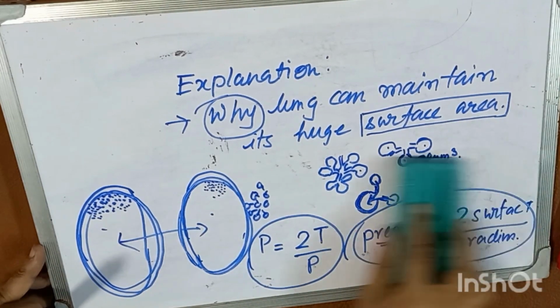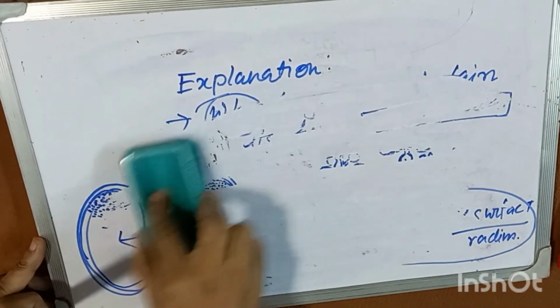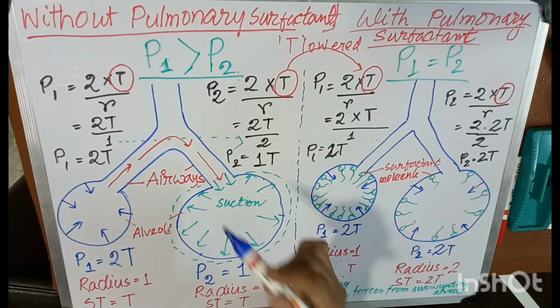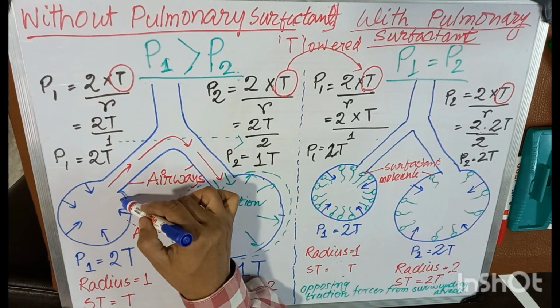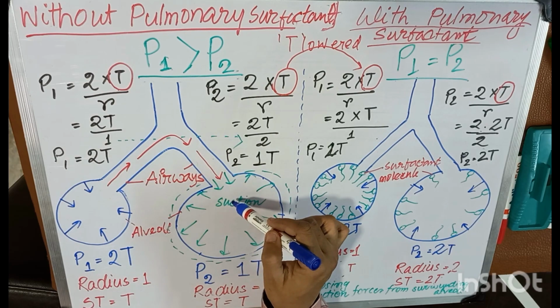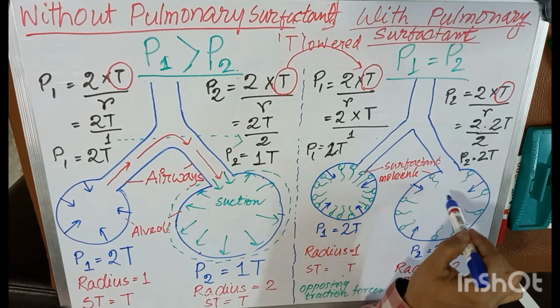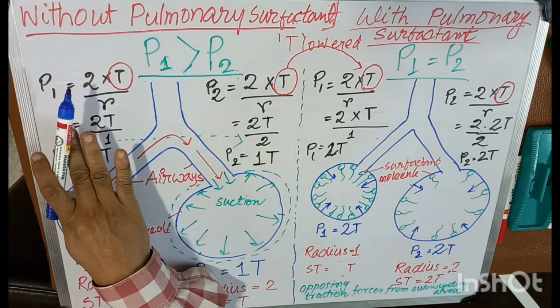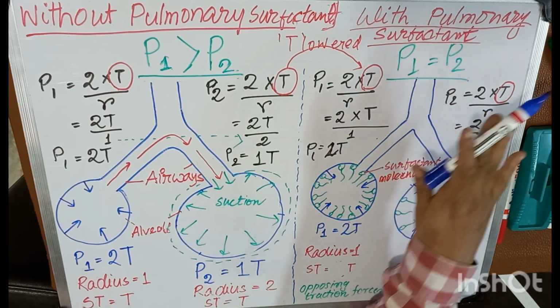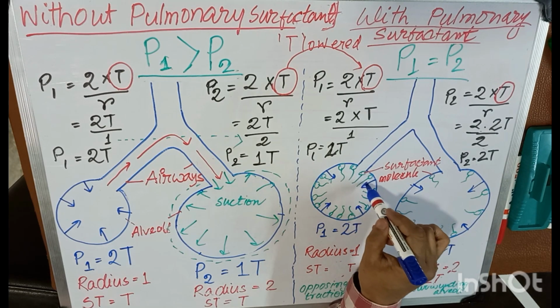Now I'll quickly change my board. I have drawn this, and for the explanation I will quickly change the board in just a few seconds. So I have drawn here two big alveoli, one is this, another one is this. They are interconnected, and here also there are two alveoli which are interconnected. Now this part is without the surfactant molecules and this part is with the surfactant molecules. What changes inside these two alveoli with the surfactant molecules? These are the surfactant molecules.